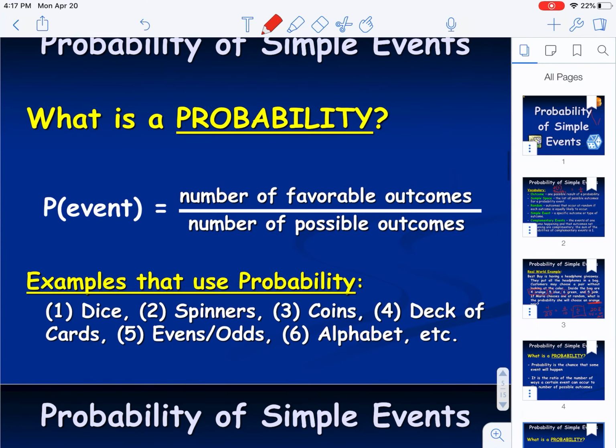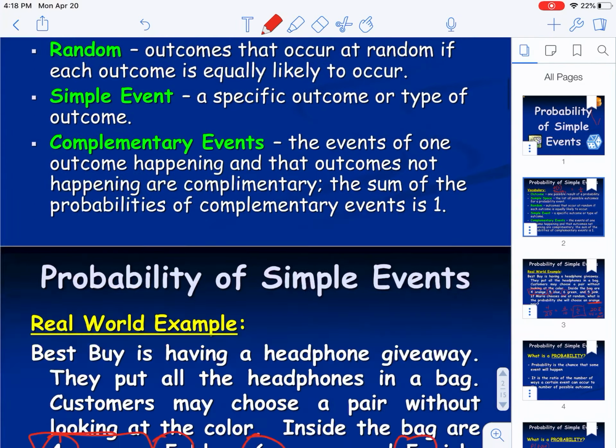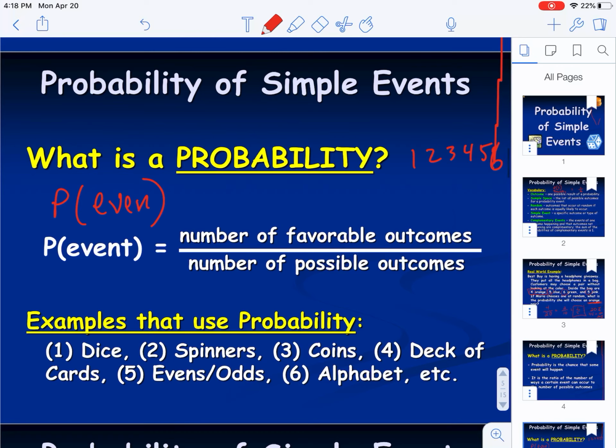All right. Again, what is probability? The number of favorable outcomes divided by the number of possible outcomes. So for the probability of a 3, there's 1 three out of 6 sides on a die. Now let's change that. What if I say probability of an even? Well, on a die, it's 1, 2, 3, 4, 5, 6. So evens are 2, 4, and 6. So there's 3 out of 6, 1/2.